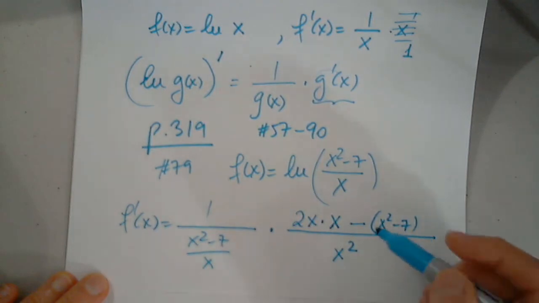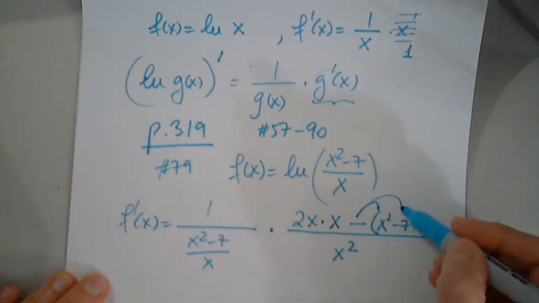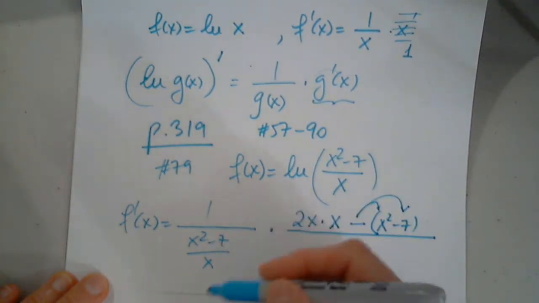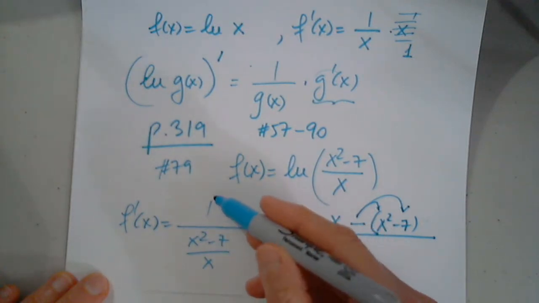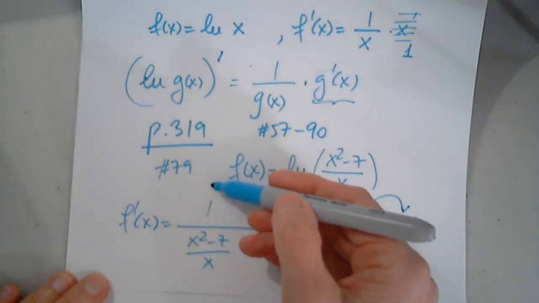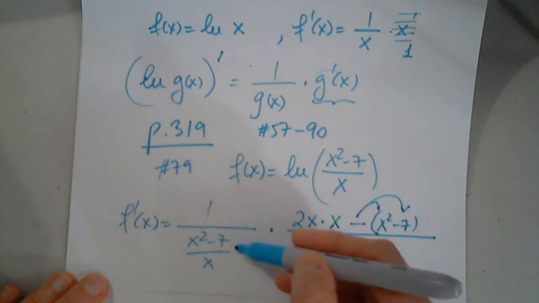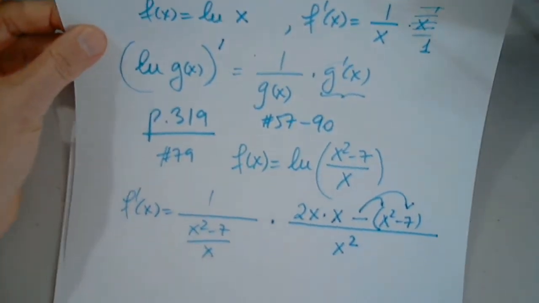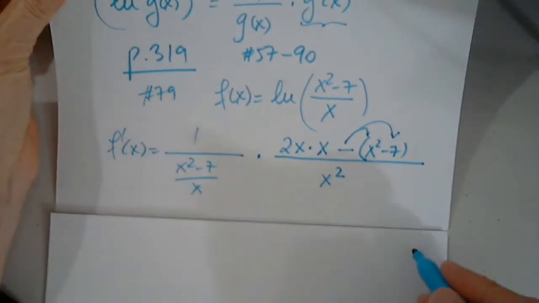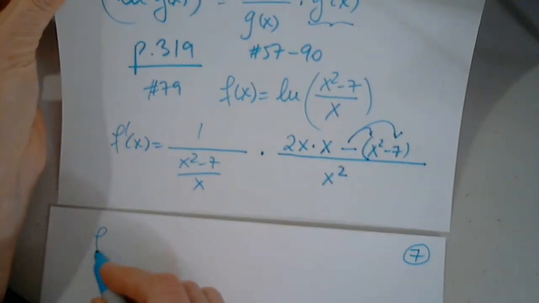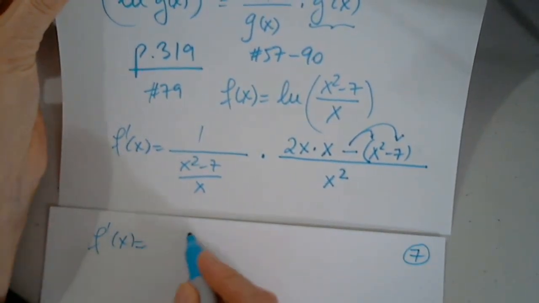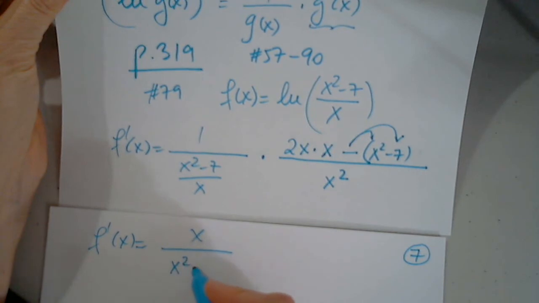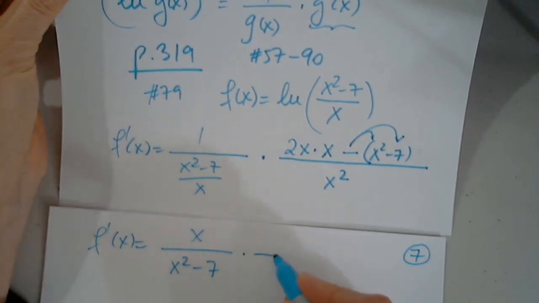But now I have to be careful because the negative has to be distributed to these two terms. At the same time, I'm going to flip this fraction. 1 over a fraction is the multiplicative inverse, x over x squared minus 7. So I will continue. So then f prime equals x over x squared minus 7. Leave it alone for now.